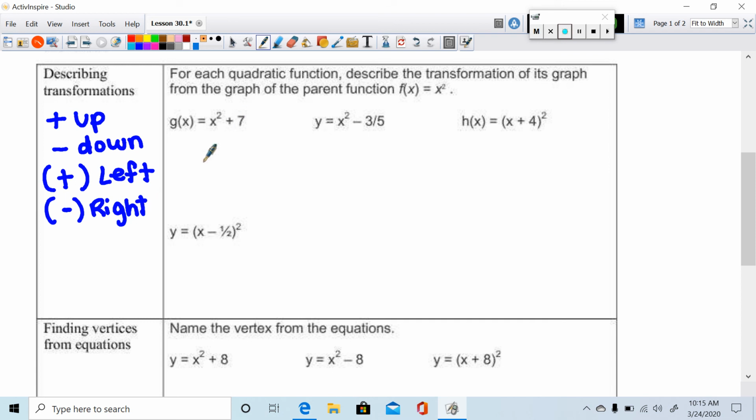So this is plus 7, so this one's moving up 7. Down 3/5, because of the negative, it's down. This is in parentheses, so if it's a plus in parentheses, this is going to go to the left 4. And this is in parentheses, but it's a negative, so it's going to go to the right 1/2.